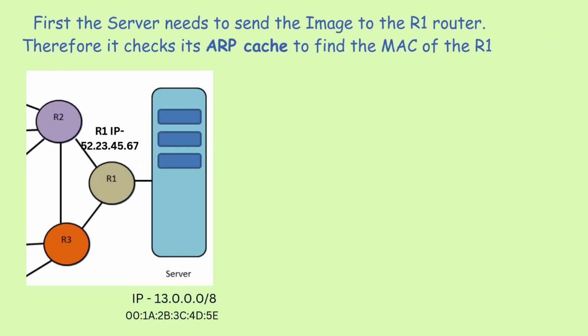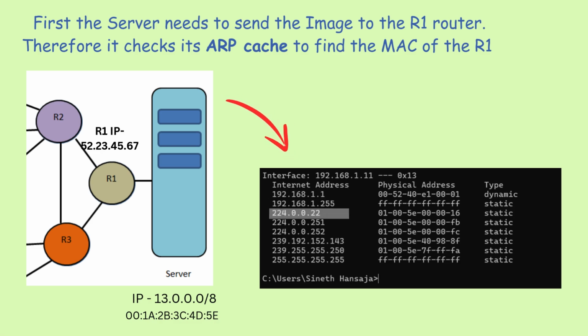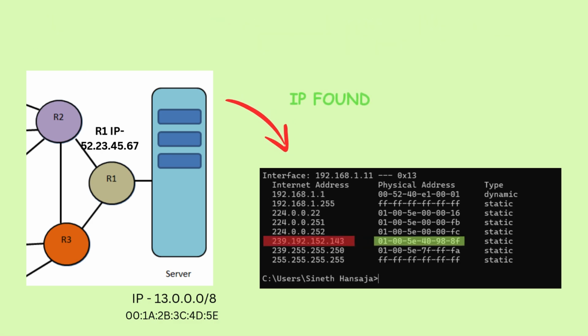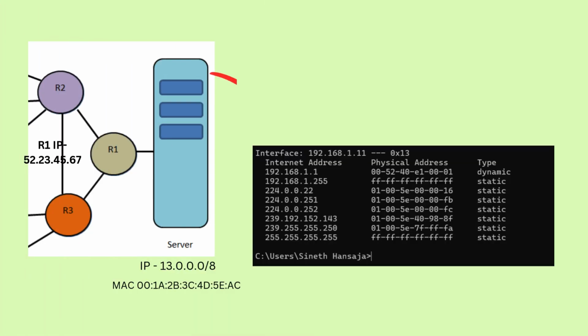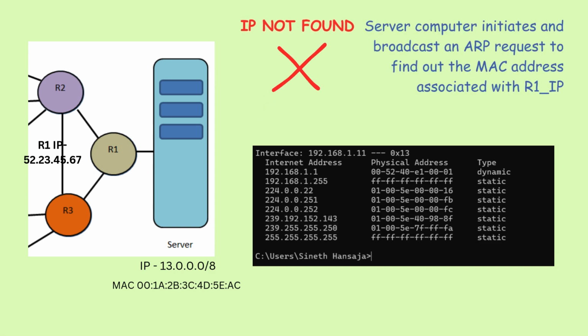First, the server needs to send the image to the R1 router. Therefore, it checks its ARP cache to quickly find the MAC address of R1. If the IP address is not found in that table, the server initiates and broadcasts an ARP request to find out the MAC address associated with that R1 router.